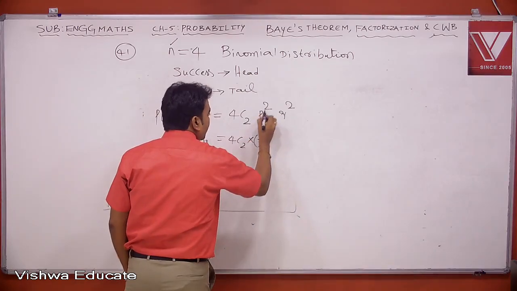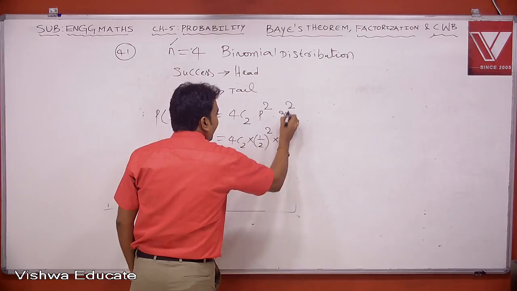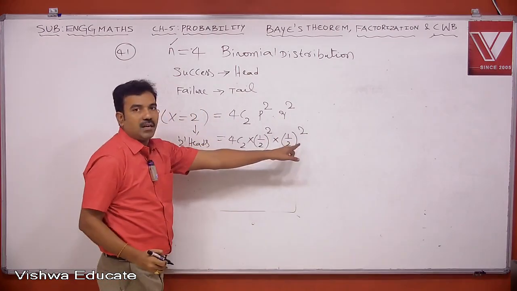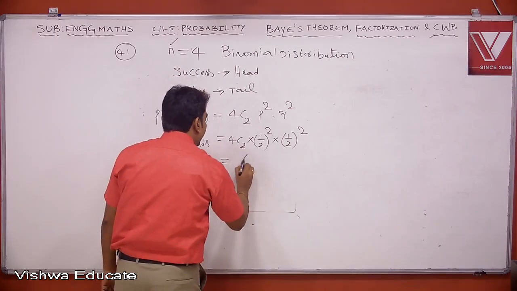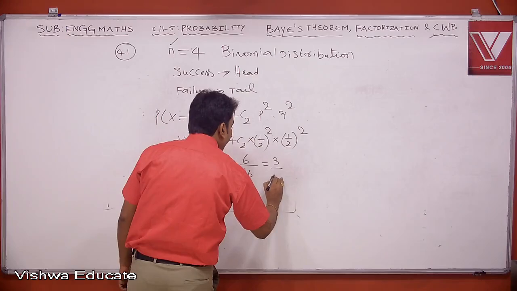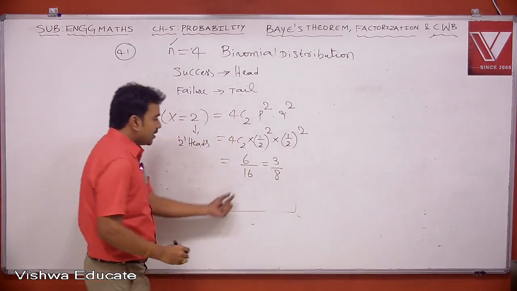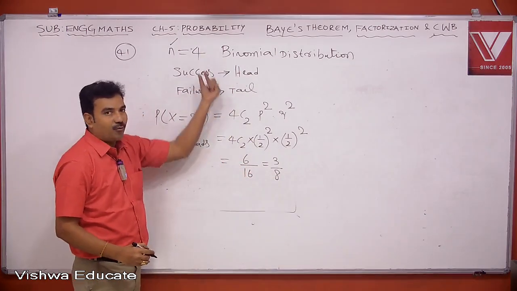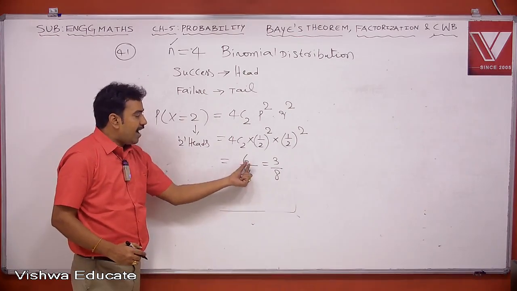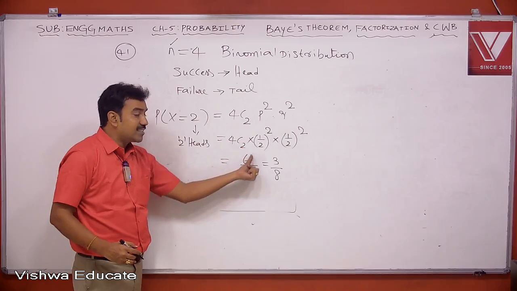How many times does head have to appear? 2, and tails has to appear 2 times. So therefore 2 heads and 2 tails. So 4C2 is 6, over 16, so this is 3 by 8. When a coin is tossed 4 times, you will get 2 power 4, that is 16 sample points. Out of 16, I will get 2 heads and 2 tails on 6 different occasions.